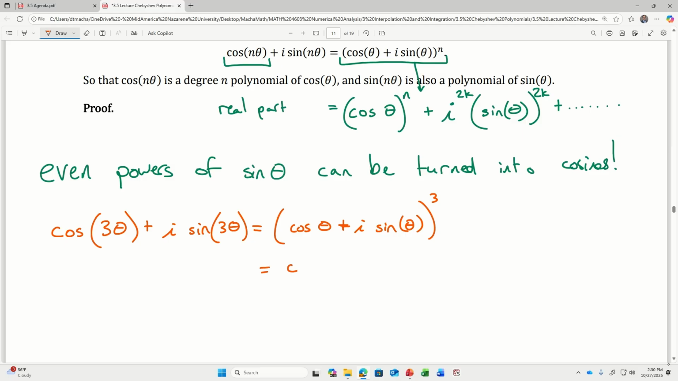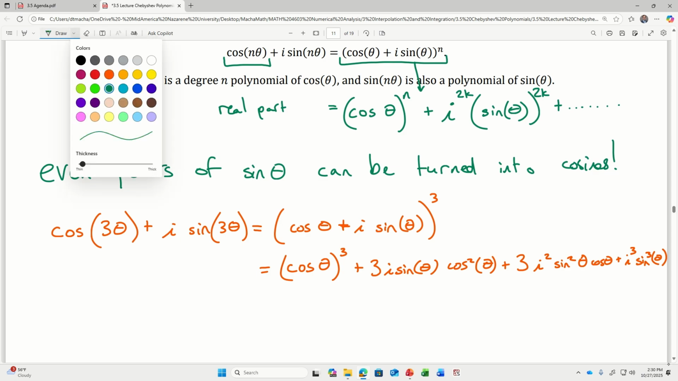And so the right side of the equation would expand as cosine theta cubed plus there are 3 ways to pick i sine theta cosine squared theta. And there are 3 ways to pick out i squared sine squared theta cosine theta. And then there's 1 way that you get i cubed sine cubed theta.